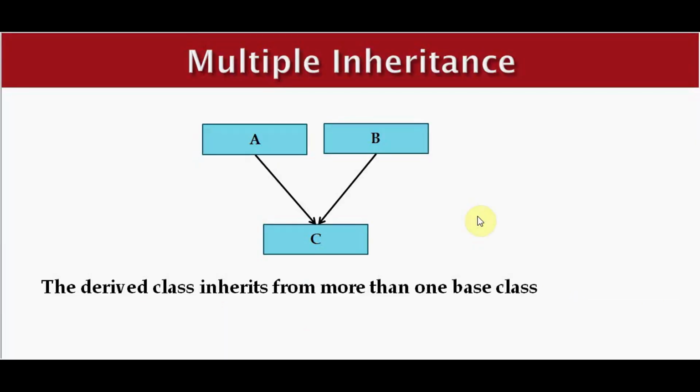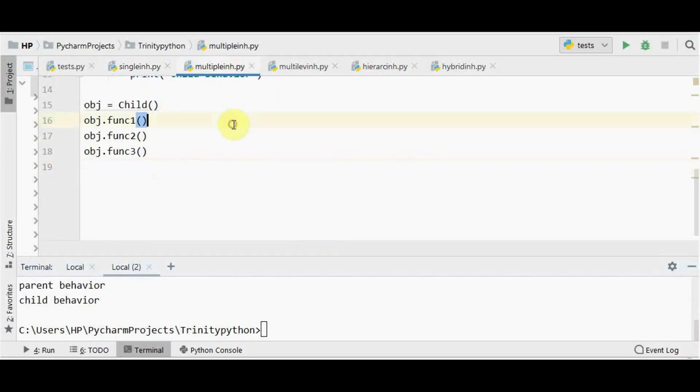Next type is multiple inheritance. One derived class is inherited from more than one base class. So in this case we have 2 parent classes and 1 child class. We will take an example for multiple inheritance.